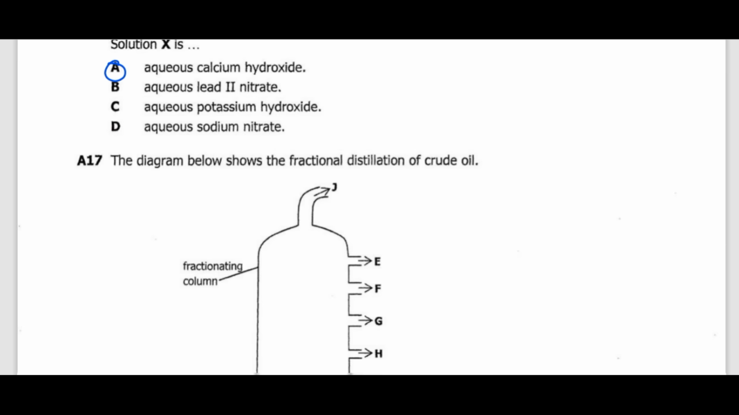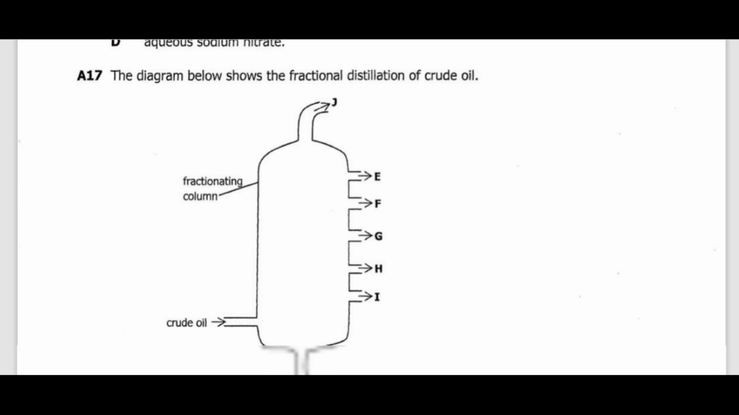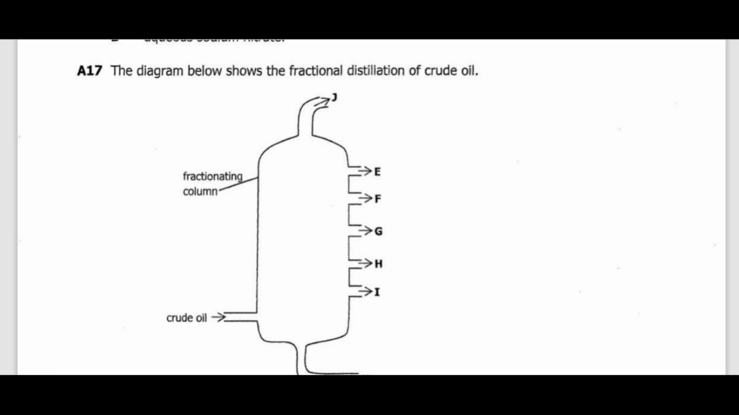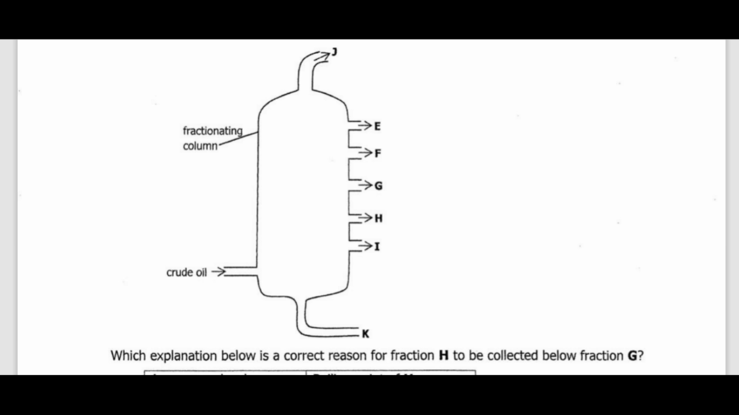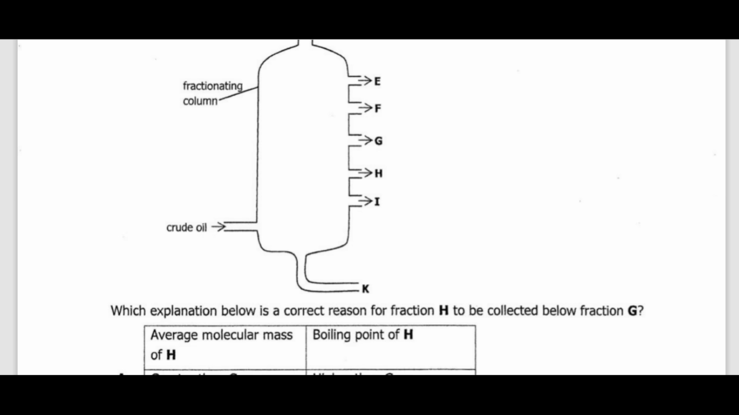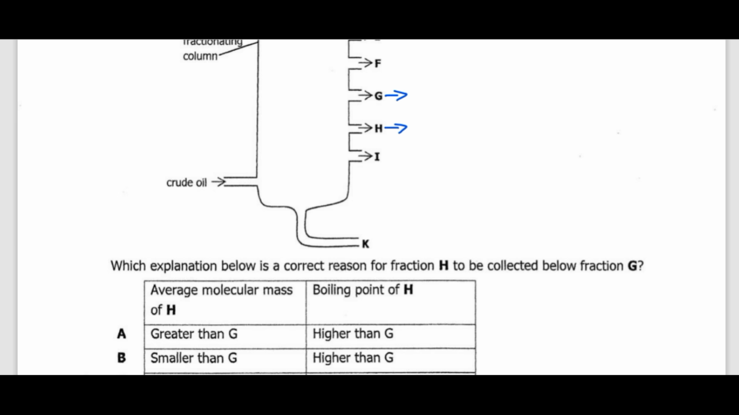Okay, so let's move on to question 17 here. The diagram below shows the fractional distillation of crude oil: fractionating column, then crude oil. So okay, now let's look at the question. Which explanation below is correct for the reason for fraction H, which is our interest here, to be collected below fraction G? Okay, so let's look at these two.